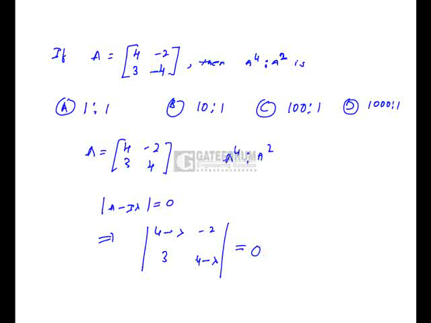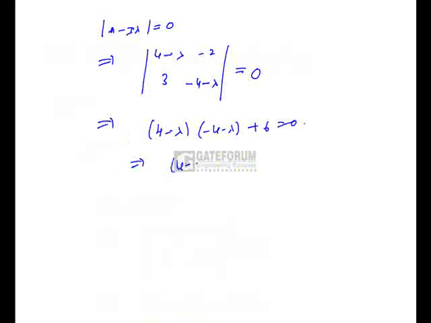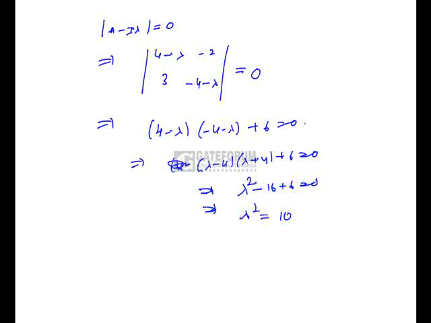It's minus 4 actually, the entry is given as minus 4. Now this can be written as (4 minus lambda) into (minus 4 minus lambda) plus 6 equals 0, which can be written as (4 minus lambda)(minus 4 minus lambda) plus 6 equals 0, which is nothing but lambda square minus 16 plus 6 equals 0. That implies lambda square equals 10. Now we can write this as A square equals 10I because the matrix satisfies its characteristic equation.